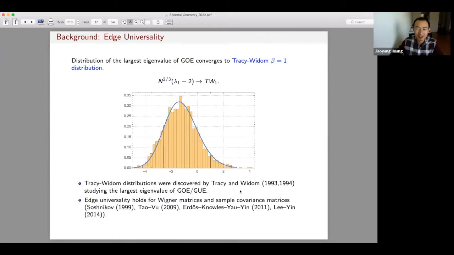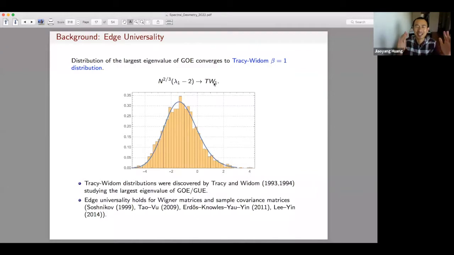Yeah, for the first work of Tracy and Widom, they start from the random matrix. They have an explicit formula for the density of the Tracy-Widom distribution, but it's given by some complicated Fredholm determinant. So I will not bother you with the definition. Later, there are some other characterizations of the Tracy-Widom distribution.